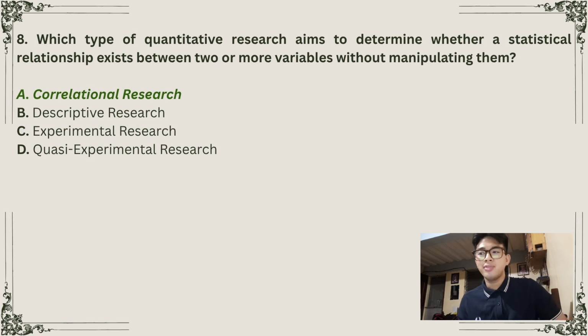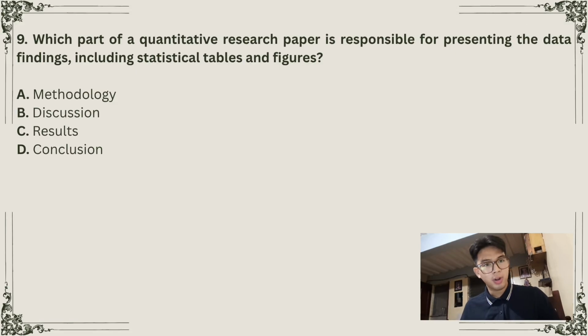On the other hand, we have descriptive research. It only describes what exists. For example, how many students use phones daily, but it doesn't explore relationships. Letter C, this tests cause and effect by manipulating variables and using random assignment. Now, this is the opposite of correlational research. And letter D, quasi-experimental research, is similar to experimental, but without random assignment. It still involves manipulation of the variables.